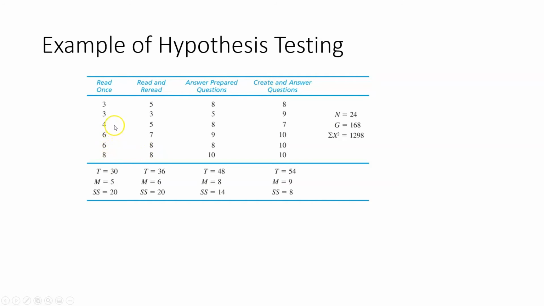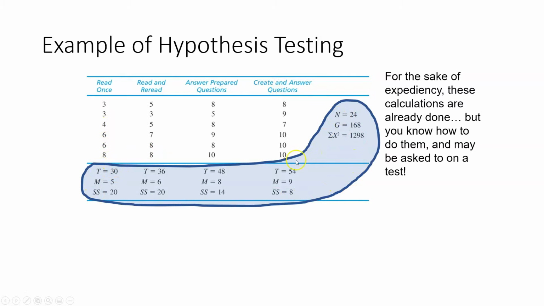I have given you all of these values here for the sake of expediency, but you know how to get these. You know how to compute the total n and the big G and the sum of x squared and the T and the M and the SS. And you may be asked to do that on homework or on a test. So please be prepared. Don't forget what these represent, even though I'm giving them to you here.